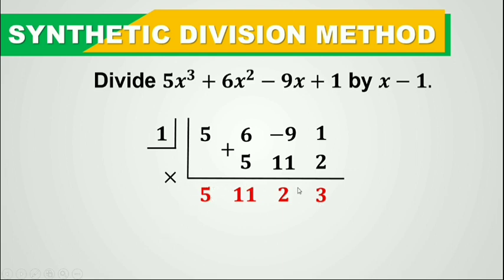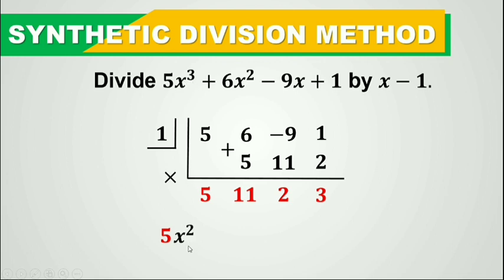Now, how are we going to write our final answer? We're going to write 5 here. These are the numerical coefficients of our answer. And then, since this is x cubed, the variable of the first term of the answer will be, we just subtract 1 from the highest exponent of the dividend. So it's 3 minus 1, that's 2.